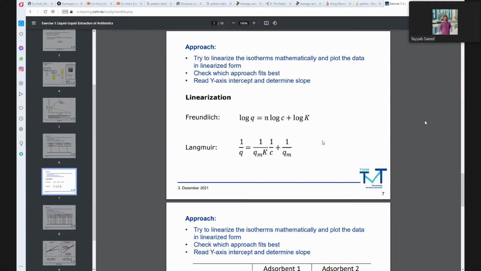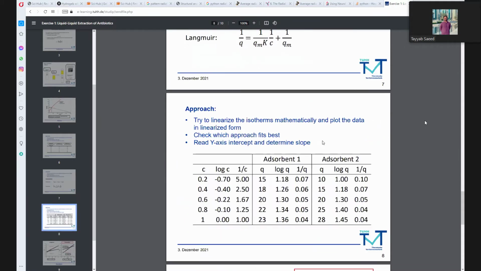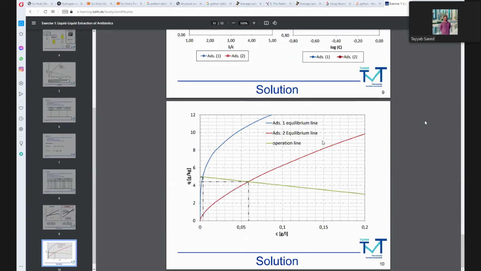And my actual question was about the operating line. Can you please go to the operating line part, the last one? Yes, ma'am. Here. So the green one is the operating line, right? Yes. So, ma'am, how did we draw this diagram? Where is the equation for this? Because we have two loading values, Q, then why don't we have two operating lines? Why do we have only one operating line?